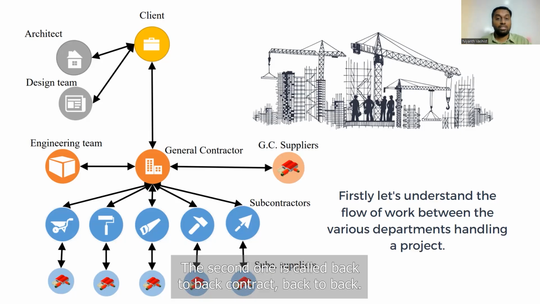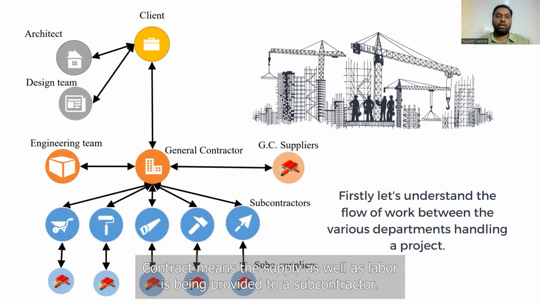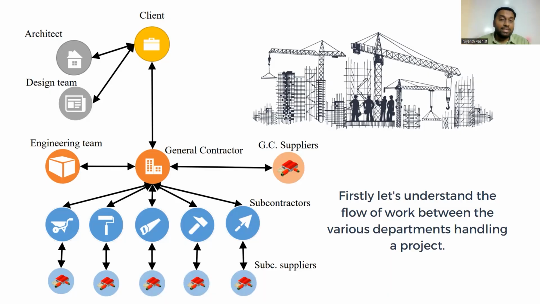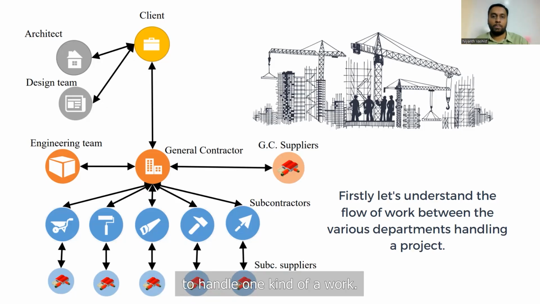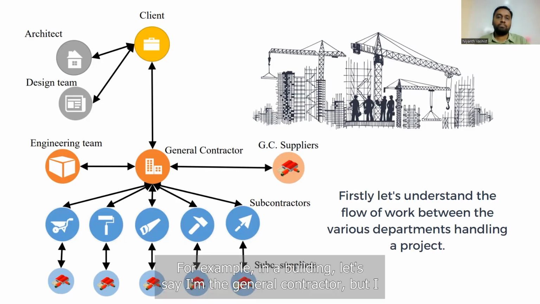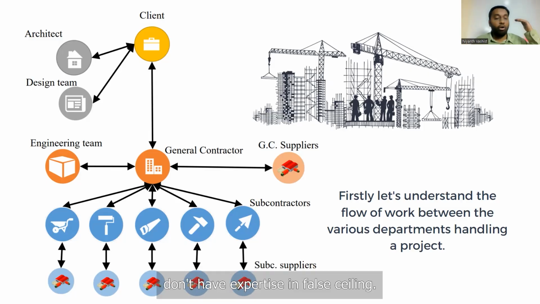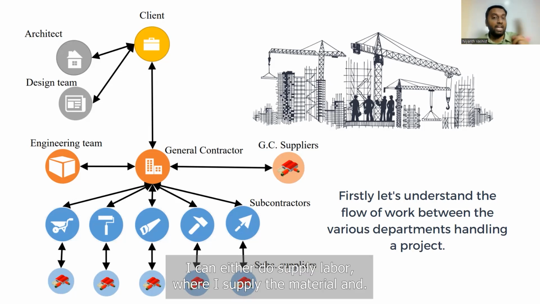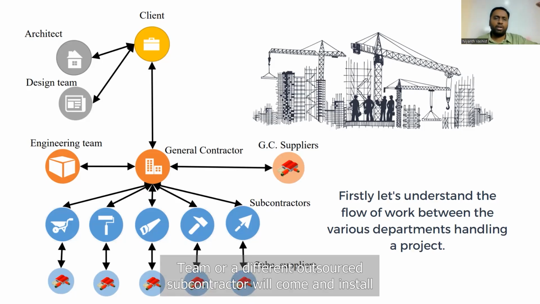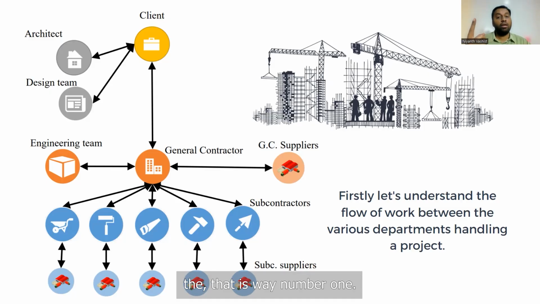The second one is called a back-to-back contract. Back-to-back contract means the supply as well as labor is being provided to a subcontractor. This is used when the general contractor doesn't have the expertise to handle one kind of work. For example, in a building, let's say I'm the general contractor, but I don't have expertise in fall ceiling. So in that case, for all the fall ceiling works, I can either do supply labor where I supply the material and the fall ceiling team or a different outsourced subcontractor will come and install the fall ceiling. That is way number one.